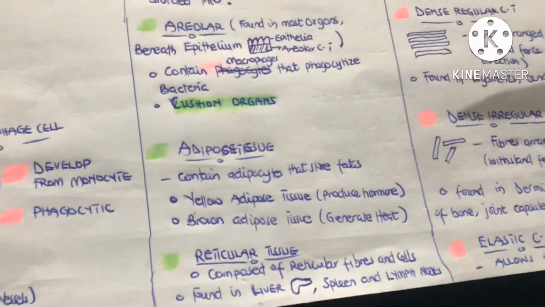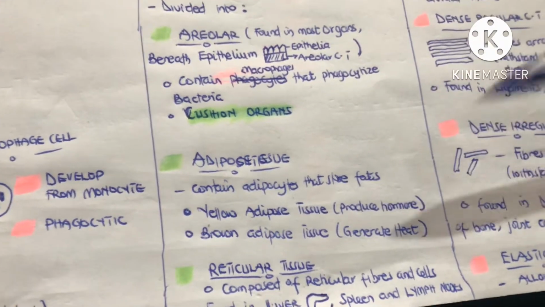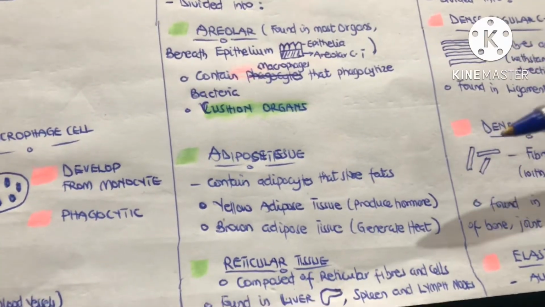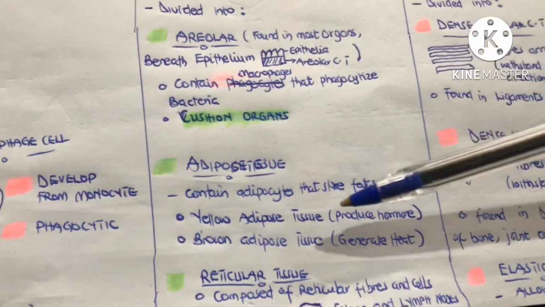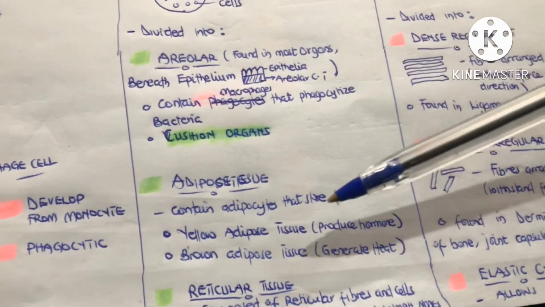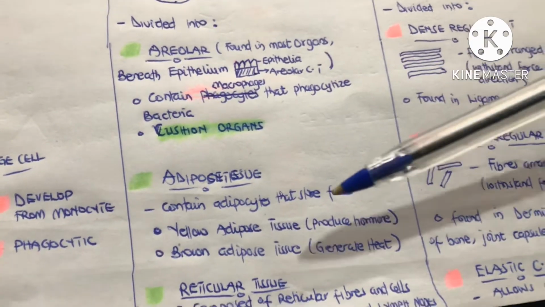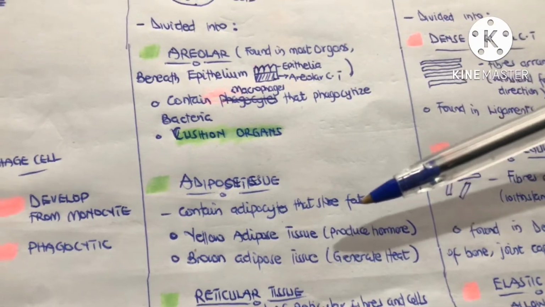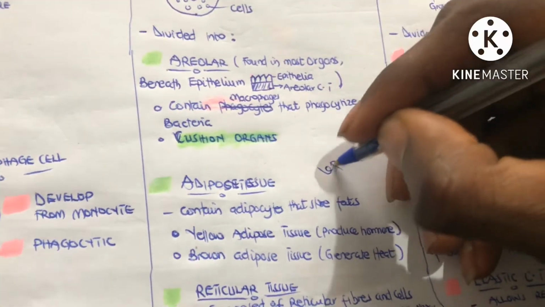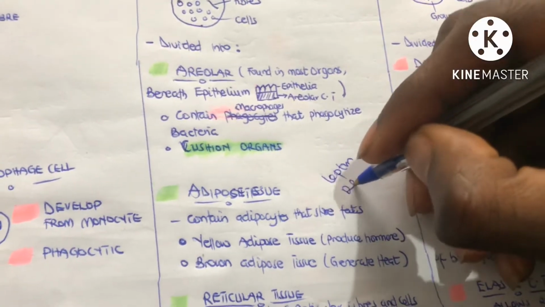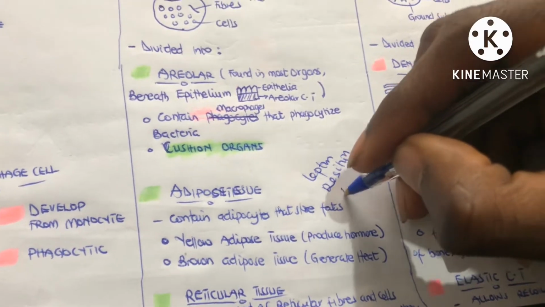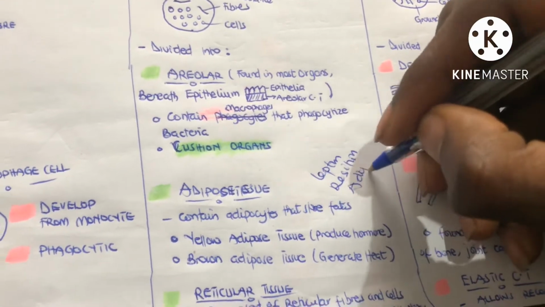Now let's move to the adipose tissue. The adipose tissue actually contains adipocytes that store fats. And for the adipose tissue, we have two main types. We have the yellow or white adipose tissue, and we have the brown adipose tissue. For the yellow or white adipose tissue, the function is that they produce hormones. Hormones like leptin. Let me write it here. Leptin. Hormones like resistin. Hormones like adiponectin.